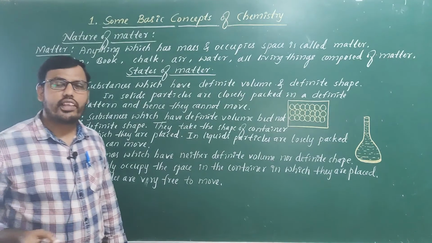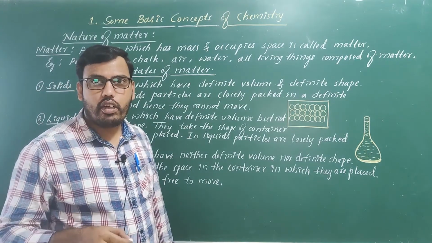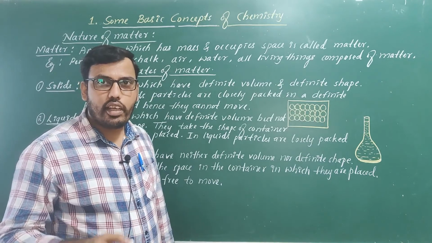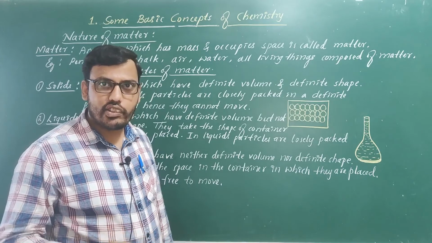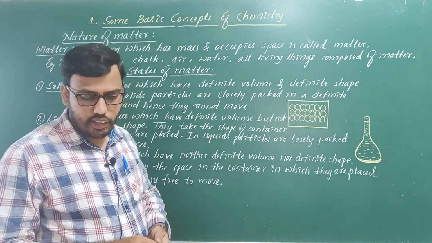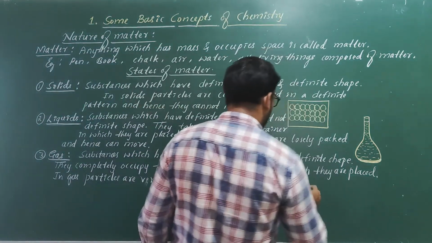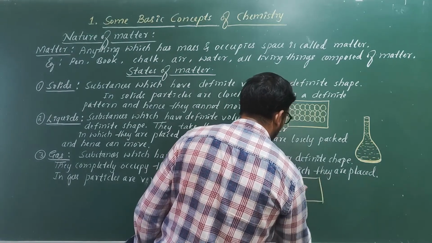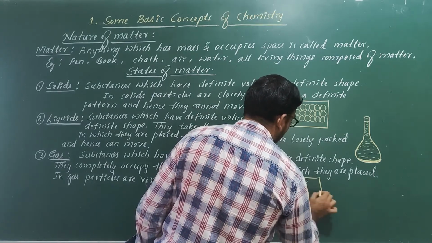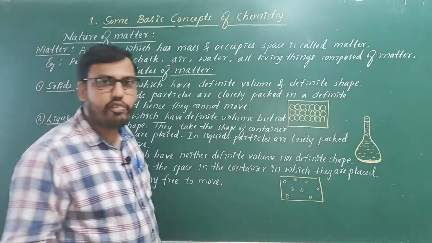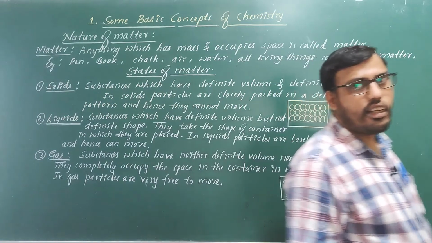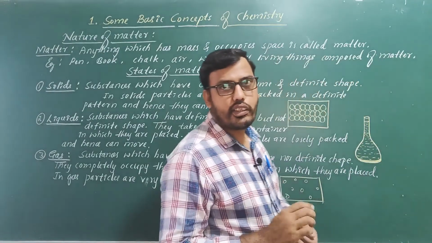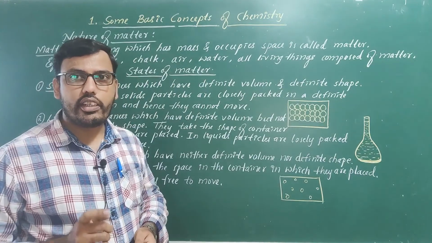So that's why they can take any shape, they can have any volume, whatever the volume of the container, that is the volume of the gas. Hence we say they have neither definite volume nor definite shape. Gases have particles which are very free to move because they are very far away from each other, hence they can occupy all the space of the container in which we have taken. So this is about three different states of matter: solid, liquid and gases.